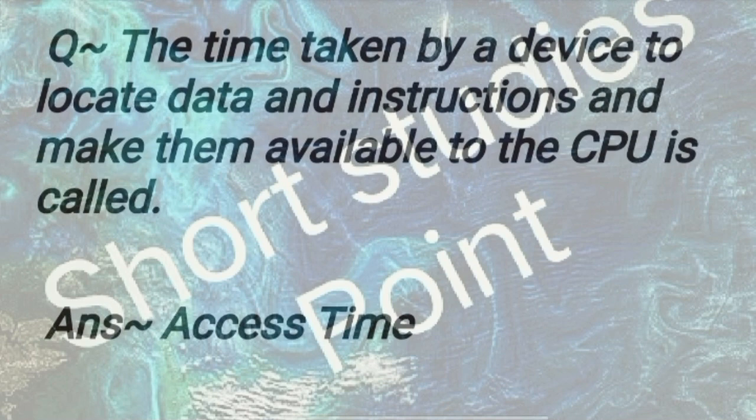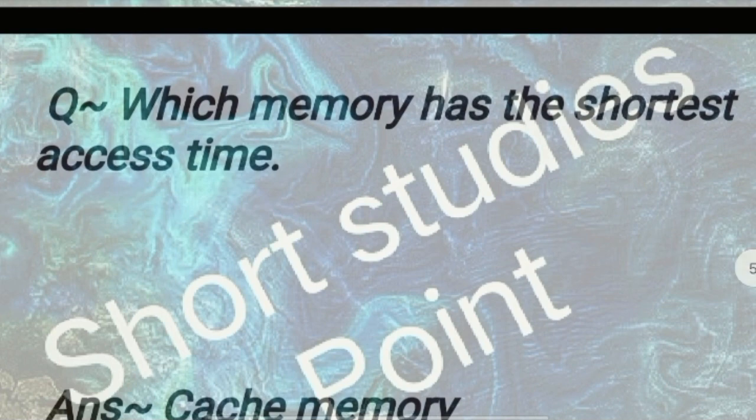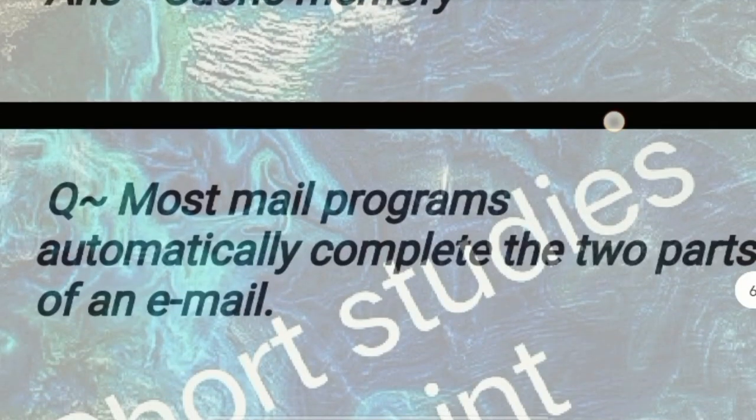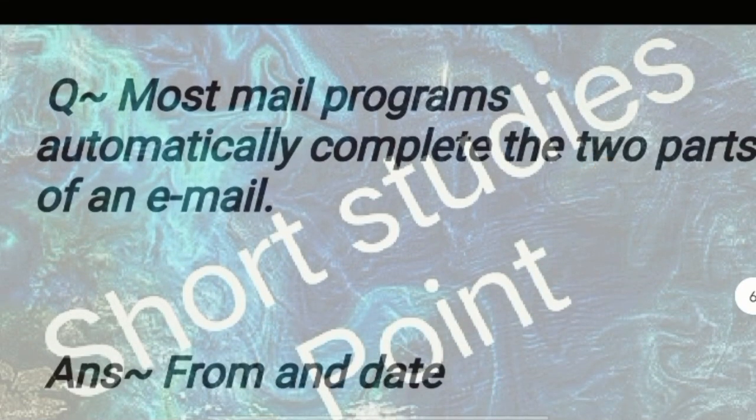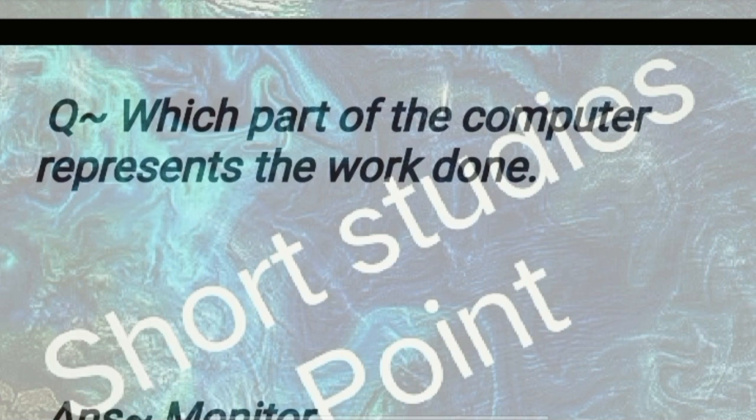Next question, the time taken by a device to locate data and instruction and make them available to the CPU is called: answer, access time. Next question, which memory has the shortest access time? Answer: cache memory. Next question, most mail programs automatically complete the two parts of an email. Answer: from and date.